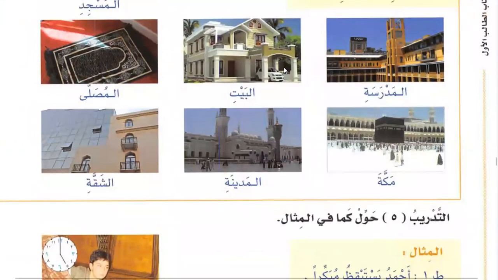Here you will say, ana zahibun ilal-bait. Second person will say, intazir, ana zahibun ma'ak. Here first person will say, ana zahibun ilal-musalla. Second person will reply, intazir, ana zahibun ma'ak. First person, ana zahibun ila Makkah. Second person, intazir, ana zahibun ma'ak.